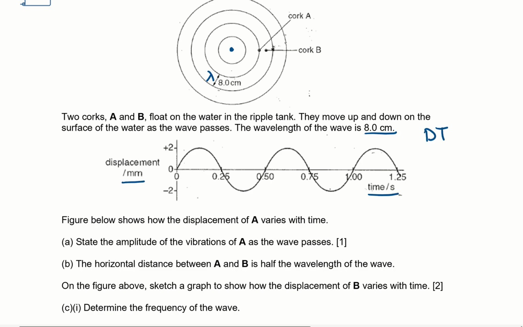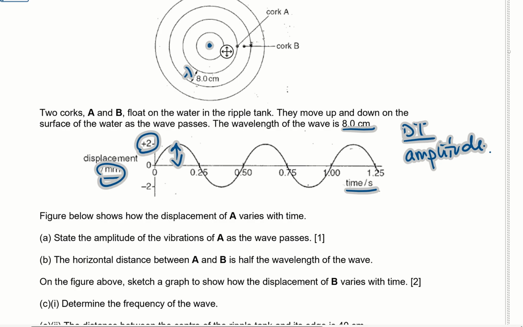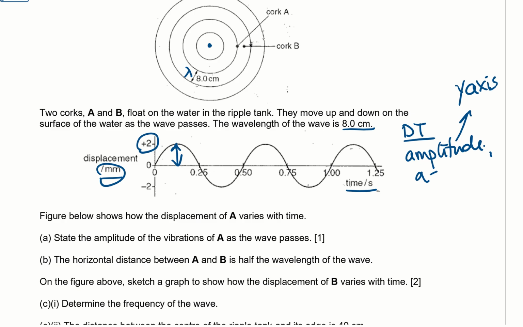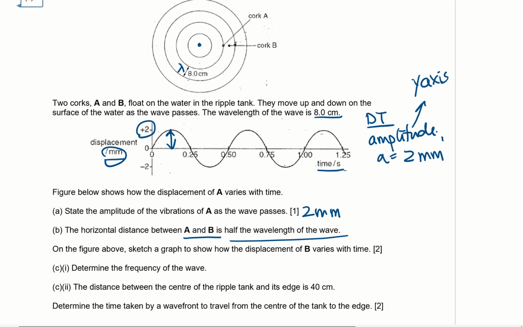So again, what can we get from a displacement-time graph? We can get the amplitude. So very quickly, what's the amplitude? It's from the rest position to the crest, so it is 2 mm. So the amplitude A we can get from the y-axis. It is 2 mm. The horizontal distance between A and B is half the wavelength of the wave, right? On the figure above, sketch a graph to show how the displacement of B varies with time.